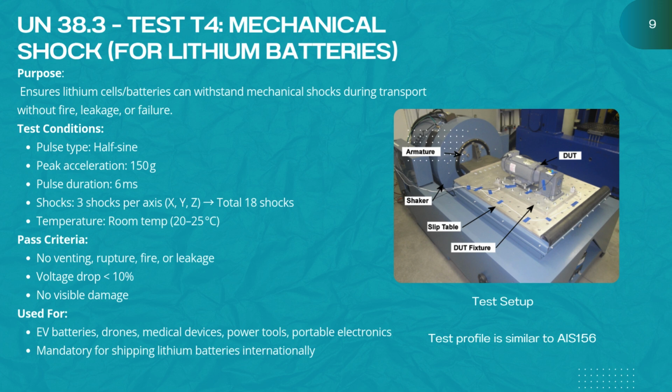In short, AIS 156 focuses on shock survival during vehicle operation, while UN 38.3 ensures safety during transport and handling. Both are essential for ensuring battery safety in different stages of their life cycle.